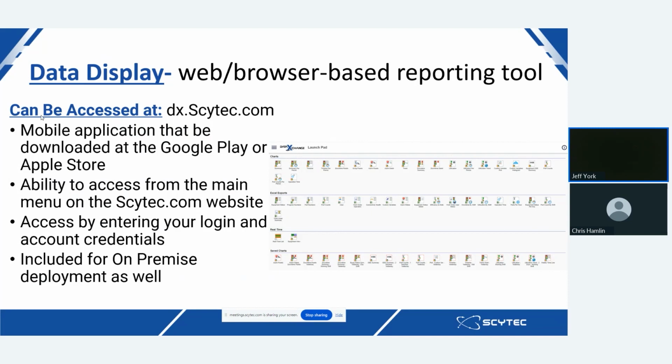Data Display can also be accessed via free mobile applications that can be downloaded at the Google Play or Apple Store. We also have the ability to access Data Display from our main Scytec.com website, underneath the Getting Data Display tab at the very bottom of that. And how you log into Data Display is very easy. You enter in the account credentials as well as your login and password. And for those of you that are on-premise customers, don't worry, you get to access Data Display as well.